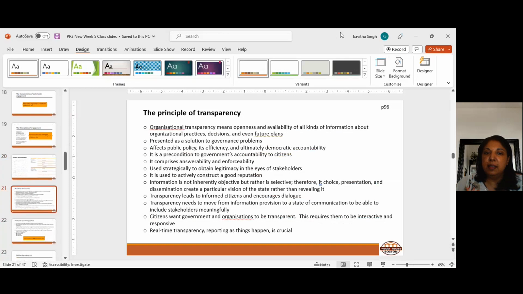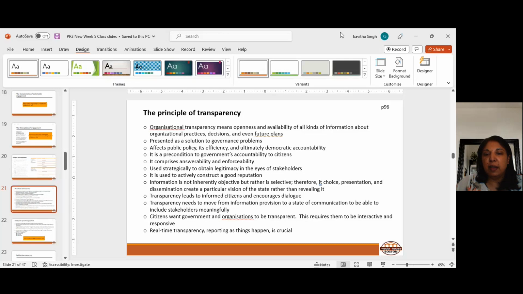It affects public policy, its efficiency, and ultimately democratic accountability. So transparency in terms of public policy has an impact, in terms of how transparent it's going to be. And there is ultimately democratic accountability, which means that whatever is occurring, there is accountability attached to it. It depends who that person or that body is going to be, or if it's a ministry, etc.